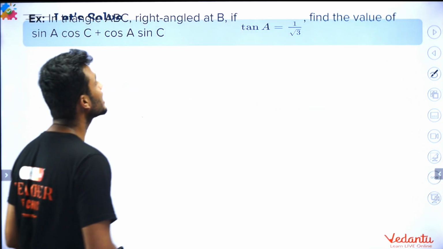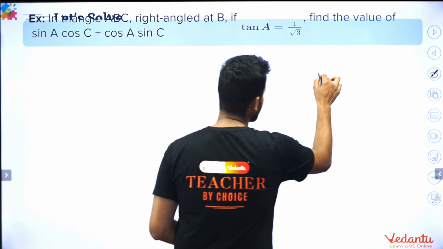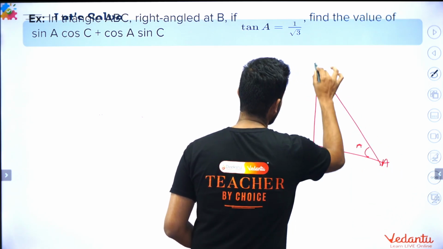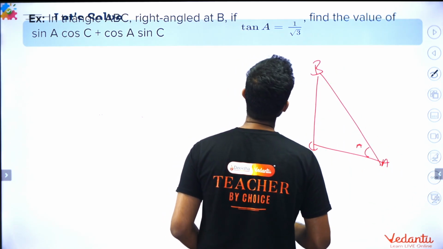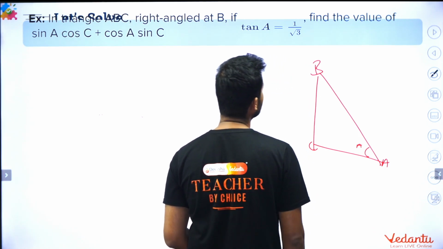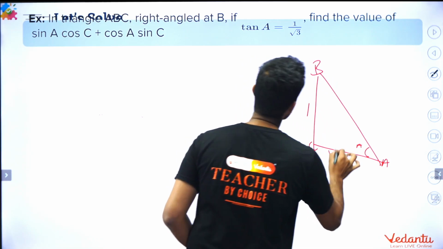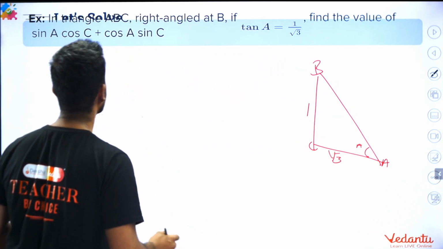In a right angle triangle ABC, if tan A is equal to 1 by root 3, that is opposite by adjacent equal to 1 by root 3, then find the value of sin A, cos C, cos A, sin C.